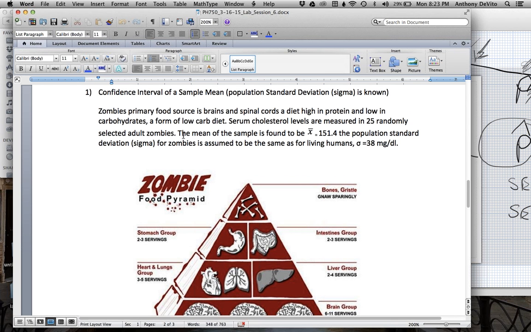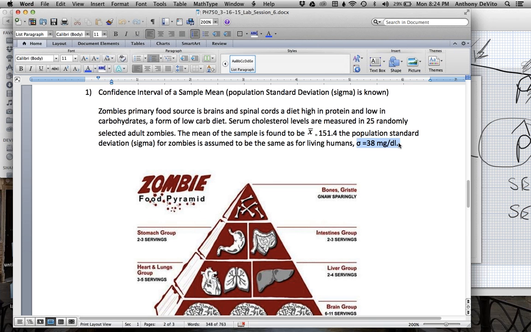I've got a problem here, don't I? 25 is a small sample size, right? I can't use a sample size of 25 for my standard deviation, so I'm hoping I'll get more information. The mean of the sample is found to be X bar equals 151.4. That's the total cholesterol. The population standard deviation, sigma, for zombies is assumed to be the same as for living humans, 38 milligrams per deciliter.